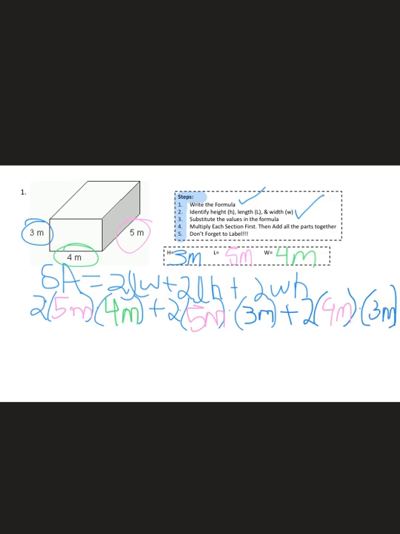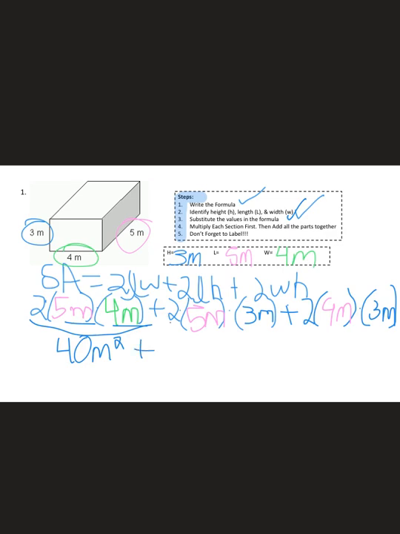So we did step 3, which is substitute the values into the formula, and then we need to do step 4, which says multiply each section first, then add. So remember, when I mean multiply each section, I mean multiply these 3 numbers first. So 2 times 5 meters times 4 meters gives you 40 meters squared. Remember, it's squared because we did meters times meters. That gives us meters squared.